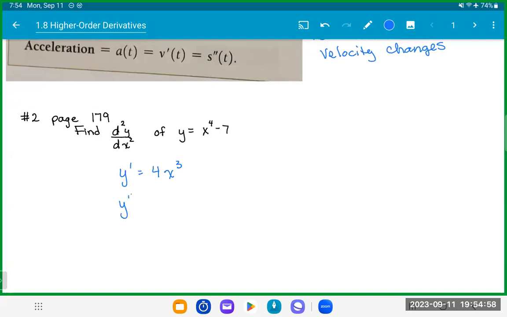So that is, I could put that as a double tick. And so 4 times 3 is 12. X raised to the 3 minus 1 is 2. So my second derivative is simply 12x. Okay, questions?